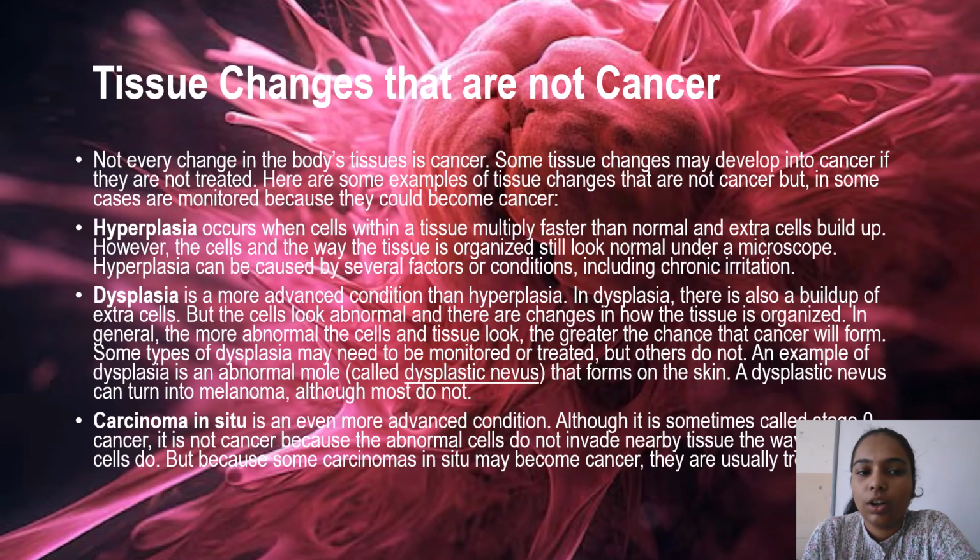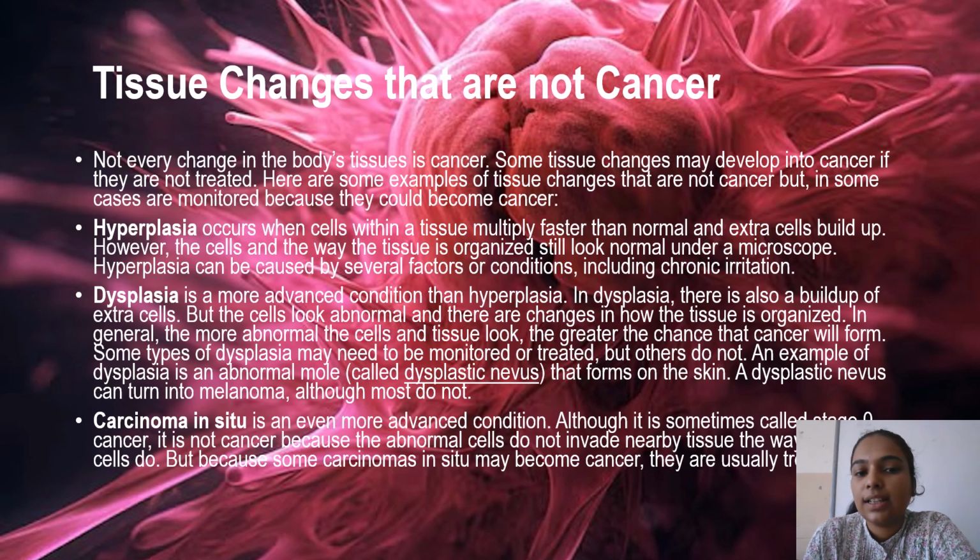Tissue changes that are not cancer. Not every tissue change that occurs in the body is cancer. Some tissue changes may develop into cancer if they are not treated. Here are some examples of tissue changes that are not cancer, but in some cases are monitored because they could become cancer. We have hyperplasia, dysplasia, and carcinoma.